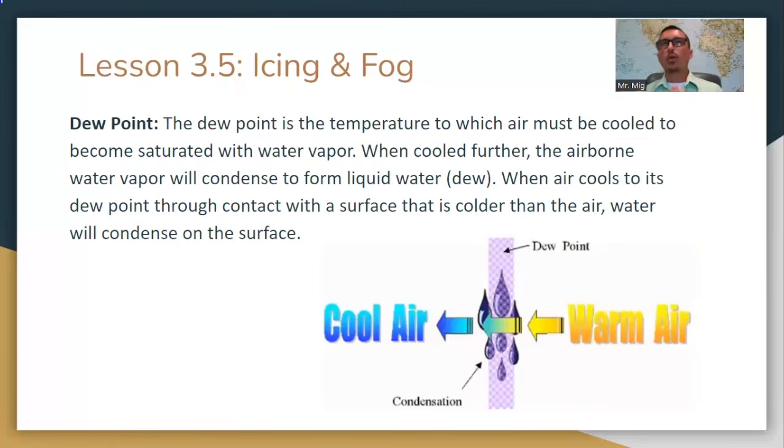Maybe it was sitting under an awning, so it wasn't getting the sun or whatever it was. So that surface might be cooler than the air. Well, the air is eventually going to touch that car, those blades of grass, or whatever it is. And so that's going to cause dew to form, because when that air touches that surface, it's going to get cooled down to its dew point and it's going to form those water droplets, or that dew, onto the car windshield or those blades of grass.